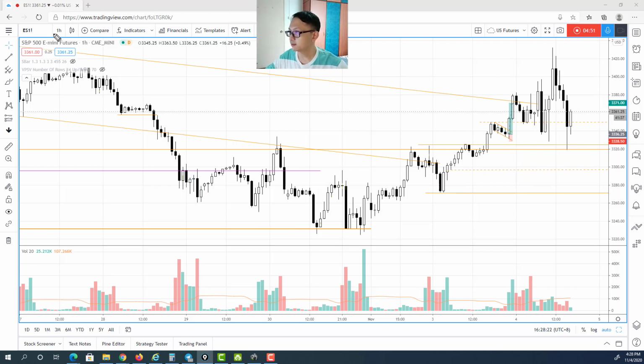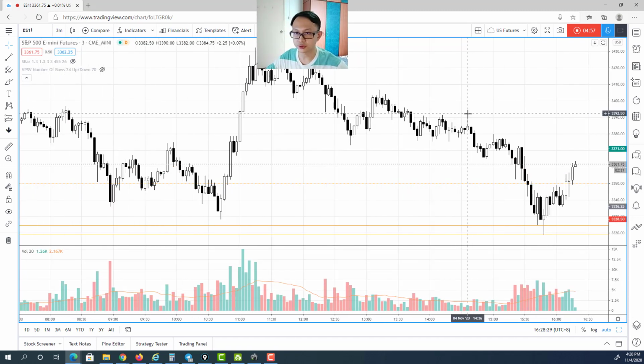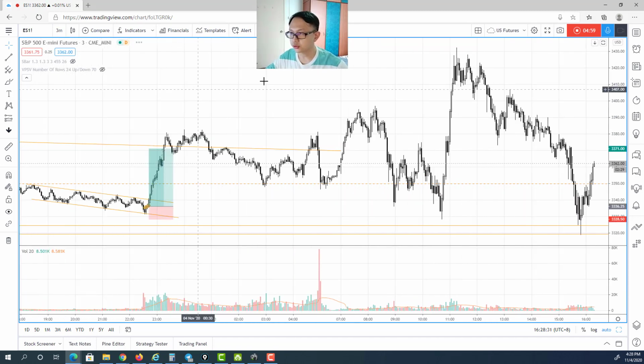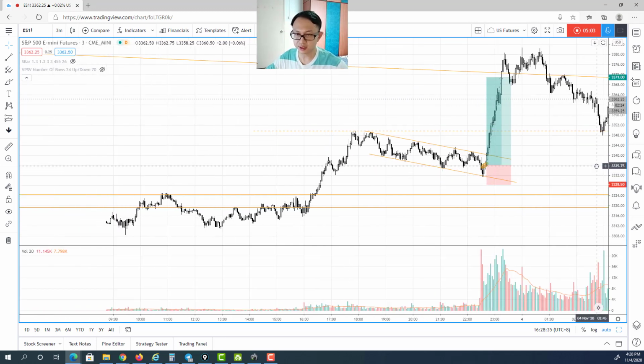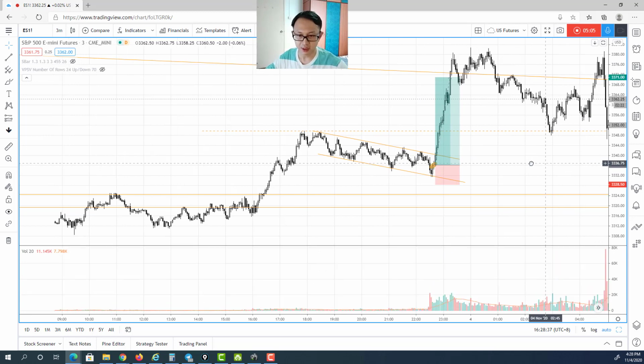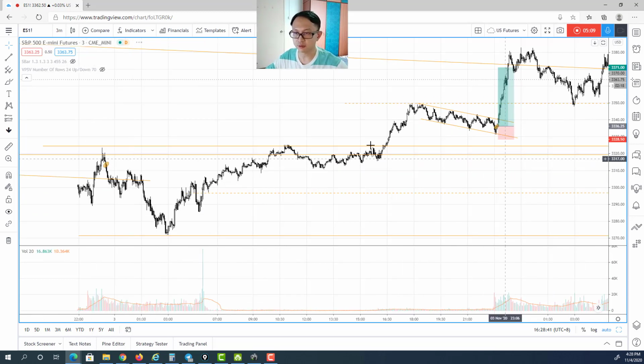So let me get to the 3 minutes time frame and let's do a quick review of one of the trades, actually the only trade that I took yesterday. As you can see, I have already marked this up. Before I just jump in, let me give you a bit of context.